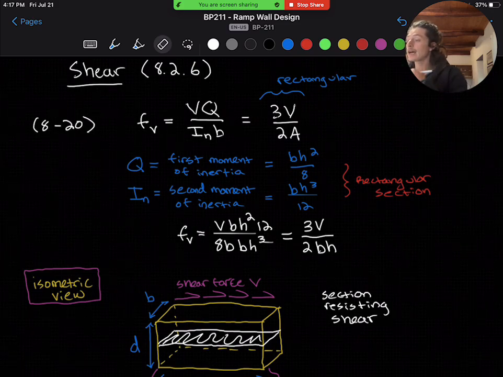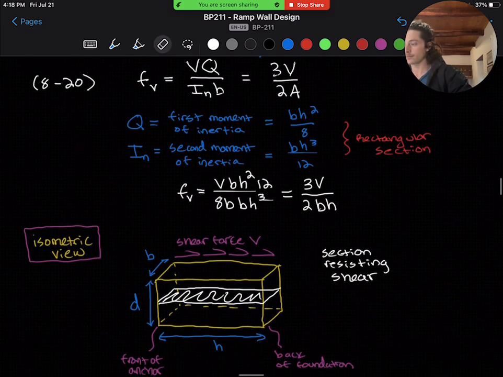Where we're going to take V as our shear force, which is our P wall, Q as our first moment of inertia about the neutral axis, where Q is bh squared over 8 for rectangular sections, and I, which is our second moment of inertia about the neutral axis, where I equals bh cubed over 12 for rectangular sections. And you can see how this simplifies to 1.5 V over A for rectangular sections. If we plug our b and h values in, this can be simplified all the way down to 3V over 2bh, which is just 3V over 2A.